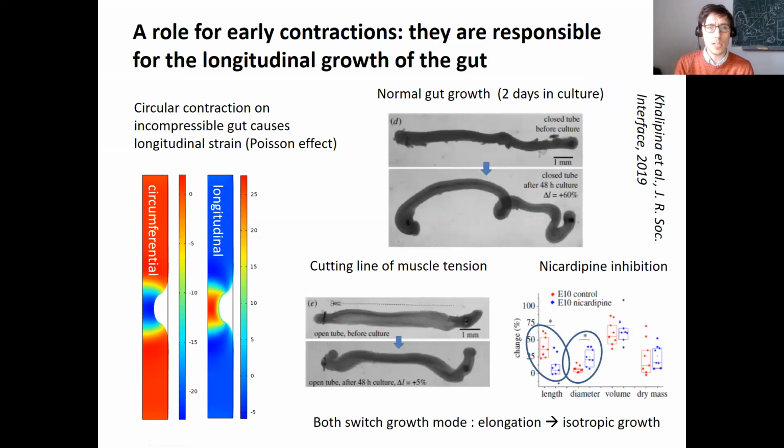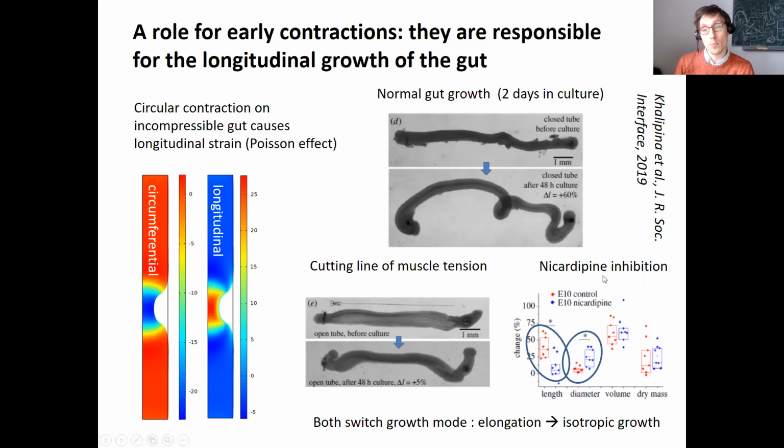So now, what are all these waves good for? Why does the embryo spend so much energy on propagating waves that are basically only transporting amniotic fluid? In the lab, we're actually able to grow the embryonic guts. That's what we see on this picture. You have an E10 gut initially, and after 2 days in culture, when we supply enough oxygen, we get a significant increase in length of the gut. And we could show that this elongation depends on the contractions.